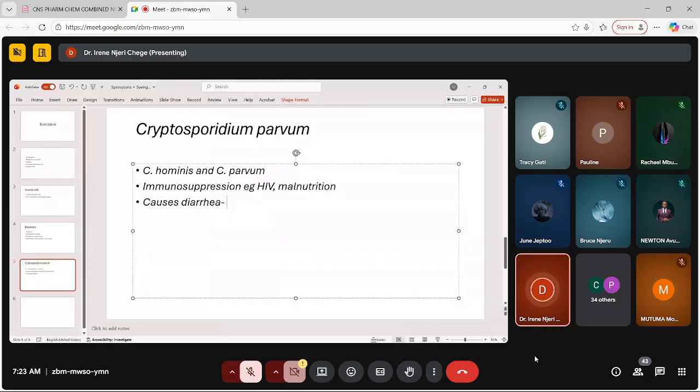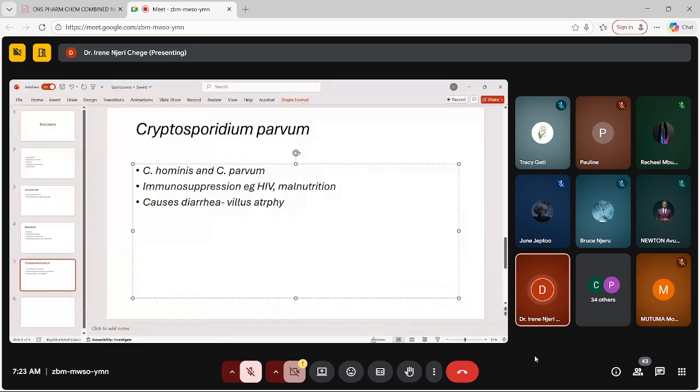It damages the villus. It causes villus atrophy in the GIT. So these three diseases we have covered: Isospora belli, babesiosis, and cryptosporidium. You find that cryptosporidium and Isospora belli can be isolated in HIV patients. You can see it in the lab report.